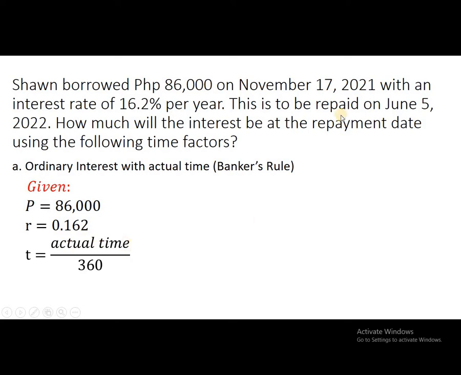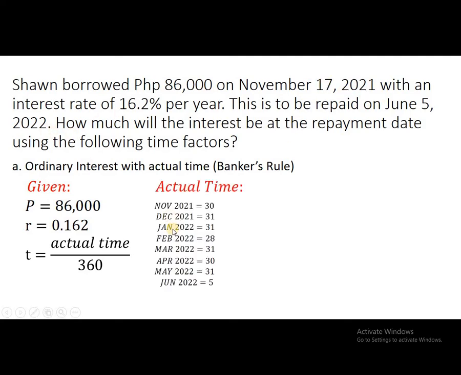We have to compute the actual time from November 17, 2021 to June 5, 2022. That means we count the number of days from November 17, 2021 up to June 5, 2022. To do that, we list down all the months covered in these dates, from November 2021 up to June 2022. Since we started with November 17, we simply subtract from the total number of days in November. So that would be 13. In the month of November 2021, we have a total of 13 days.